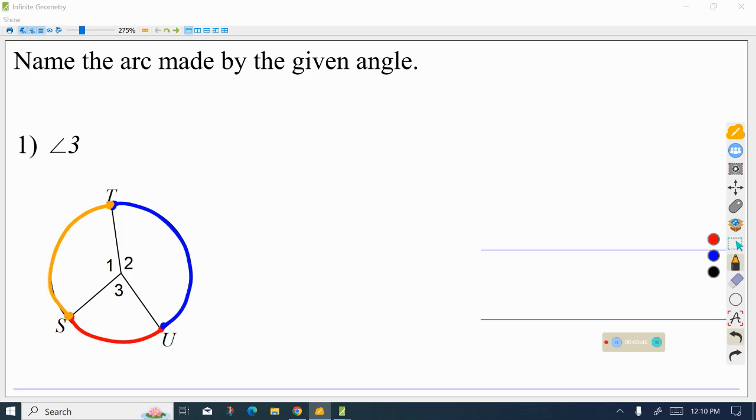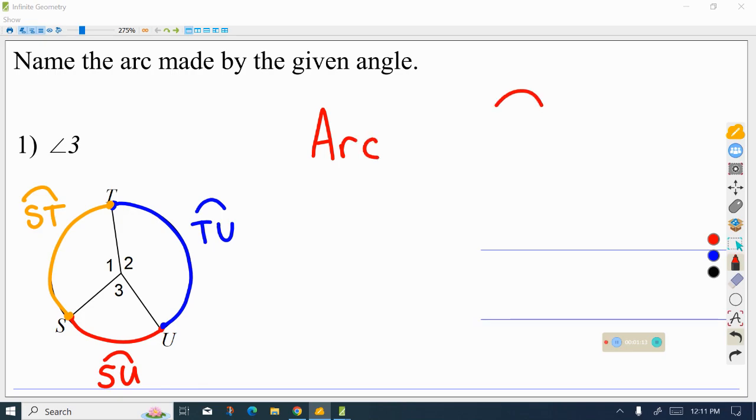So, like I was saying, we like to go in alphabetical order, but we understand that if the letters are rearranged, it still talks about the same arc. So, SU, and the name of this arc would be arc TU. So there's two ways to talk about these arcs. We could just write the word out, arc, or we can use the symbol. It's up to us. Either one is fine.